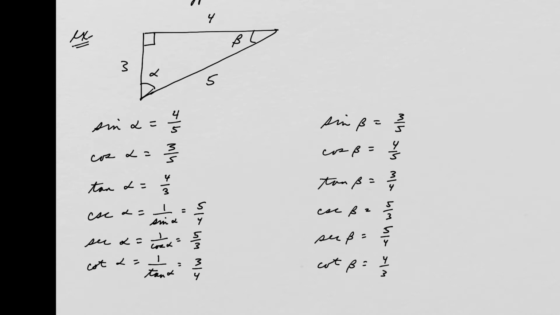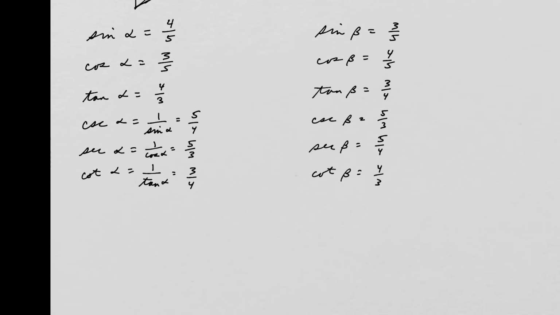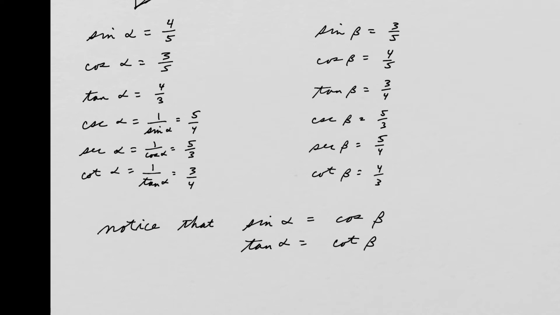Okay. And notice here that sine of alpha is the same as cosine of beta. And tan of alpha is the same as cotangent of beta. And secant of alpha is the same as cosecant of beta.